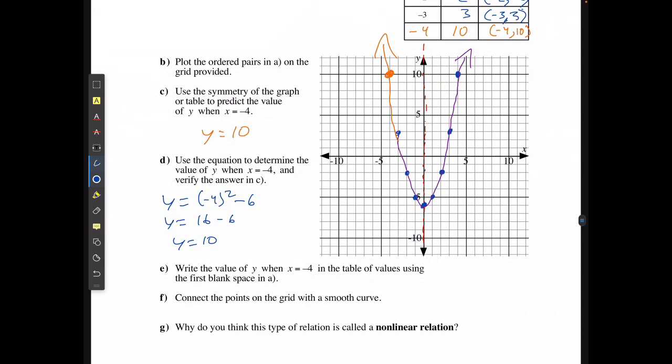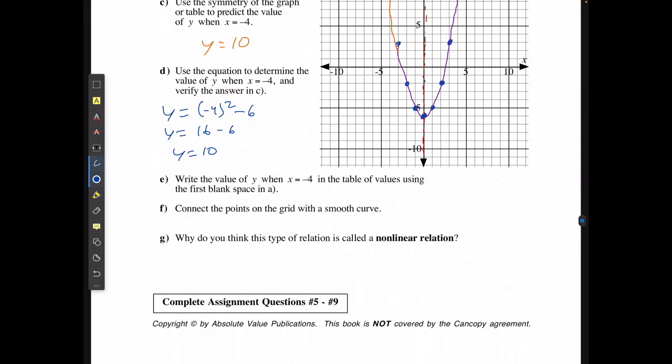I already connected the points of the smoothed curve, and why is this called nonlinear? It does not make a straight line. Simply put.